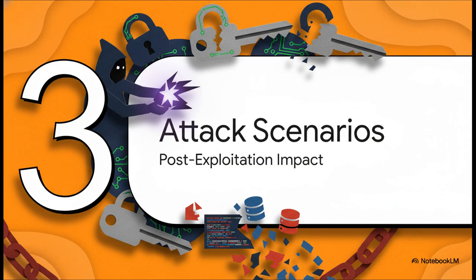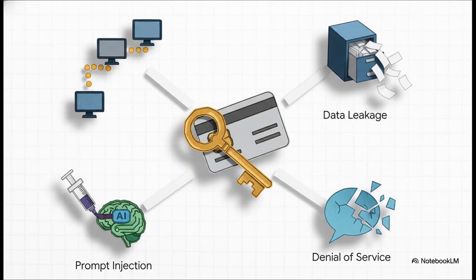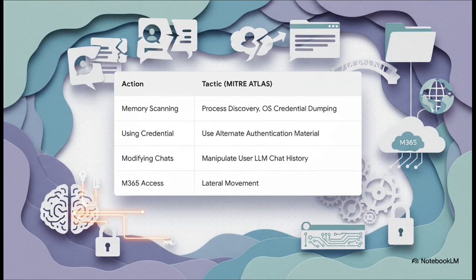Once an actor has the authentication token, several follow-on actions become possible. A captured credential enables a range of post-exploitation activities. These include data leakage by downloading chat histories, denial of service by deleting chats, and prompt injection to tamper with the AI's behavior. The access could also be used for lateral movement. These actions map to specific tactics in the MITRE Atlas framework, including OS credential dumping, use alternate authentication material, and manipulate user LLM chat history.